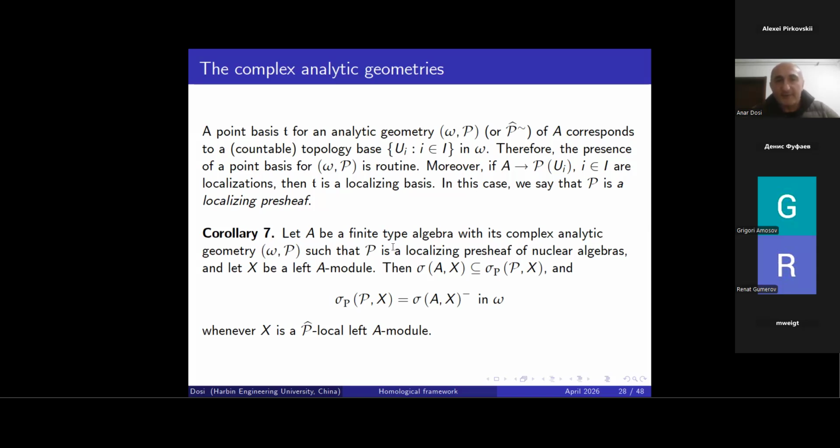Okay, that's a translation of the result, the link between Taylor and Putinar spectrum. Again, A must be an affine type algebra with the complex analytic geometry. P is a localizing presheaf of nuclear algebras. Then the Taylor spectrum will be inside the Putinar spectrum. And we have the density result if X is a sort of Banach module with a certain property. Look, the same result in terms of analytic geometries looks like that.